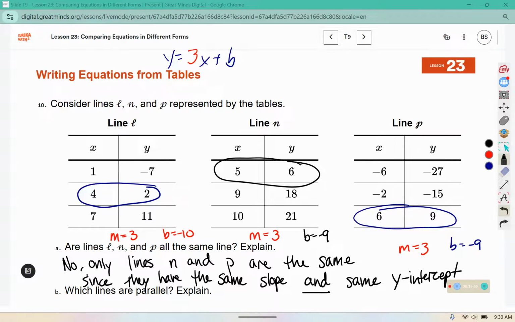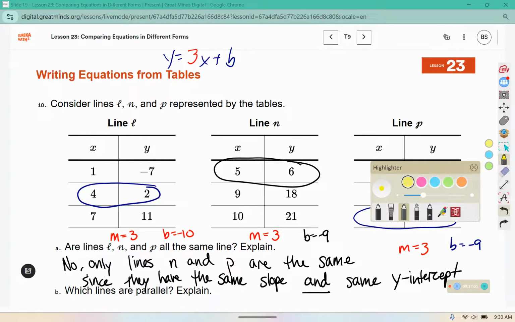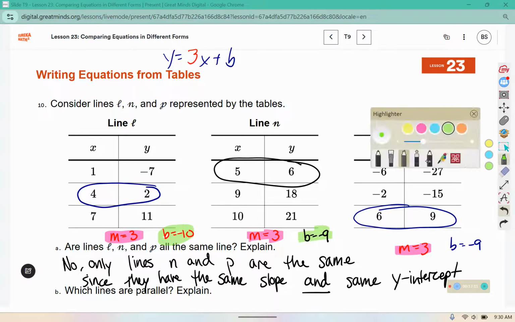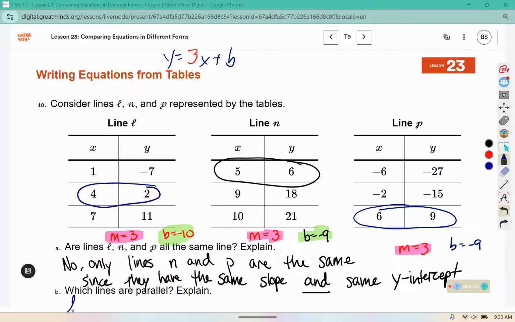Which lines are parallel? Well, in order to be parallel, they need the same slope, but different y-intercepts. So they all have the same slope, but the ones that have different y-intercepts would be line L and N are parallel. And L is parallel to P.